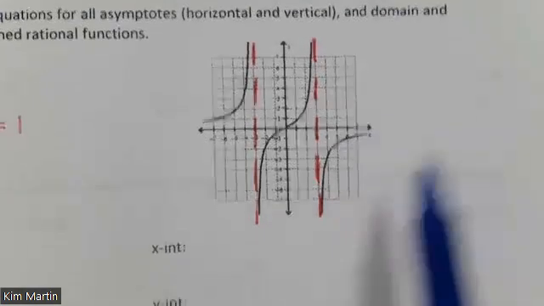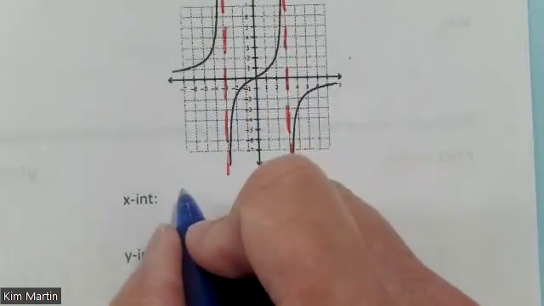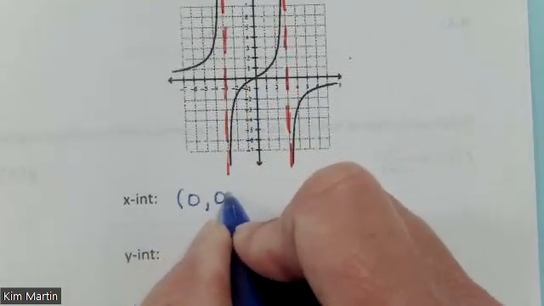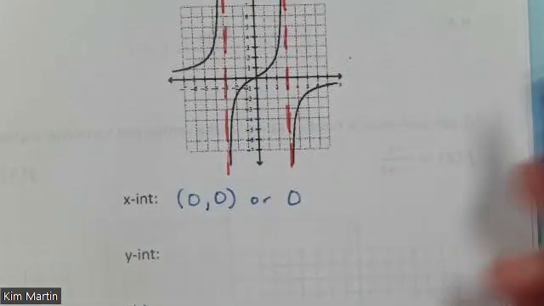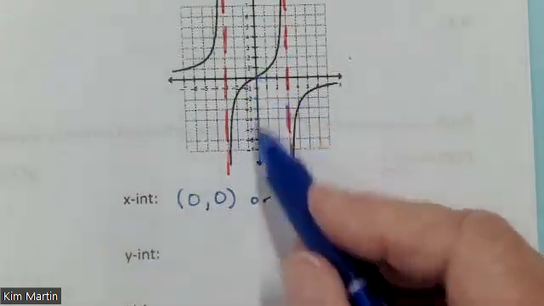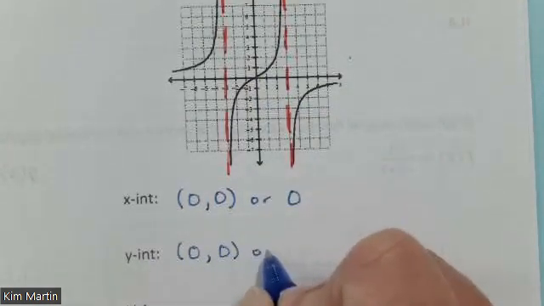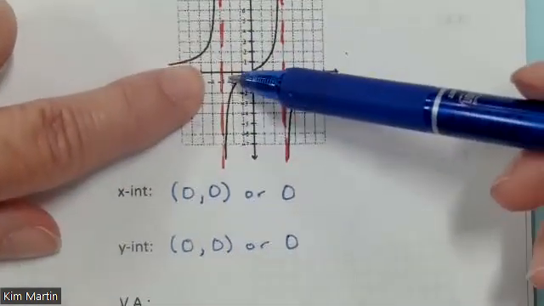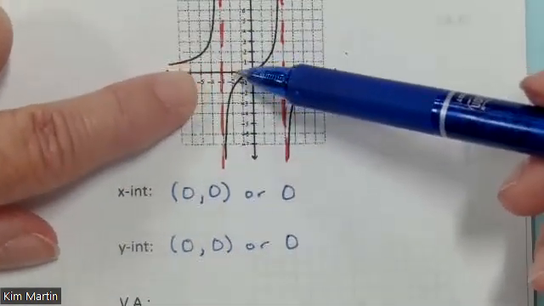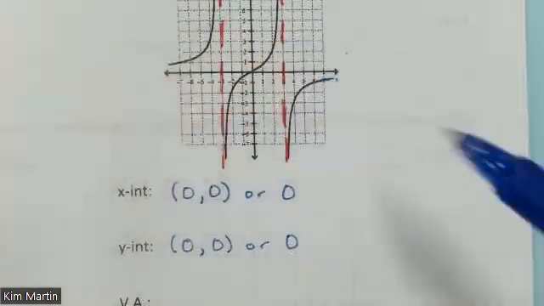Okay, it crossed the x-axis at 0, right? Again, I'm not sure if it wants 0, 0, or if it just wants 0. And it also crosses the y-axis at 0, 0. Our vertical asymptote is, so it looks like negative, that's -3, right? And this one is +3.